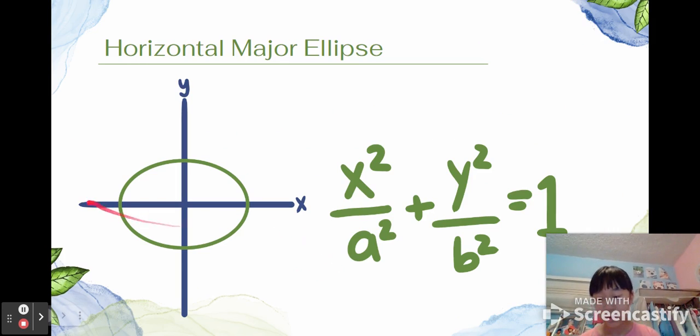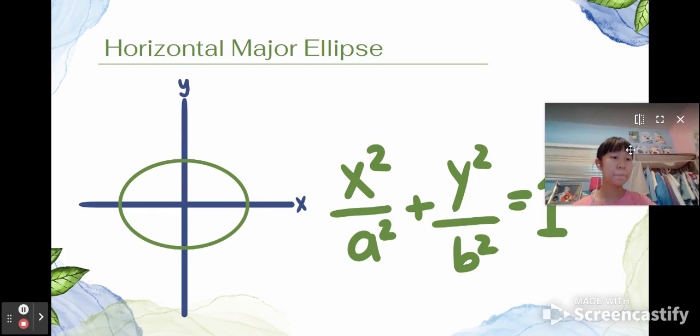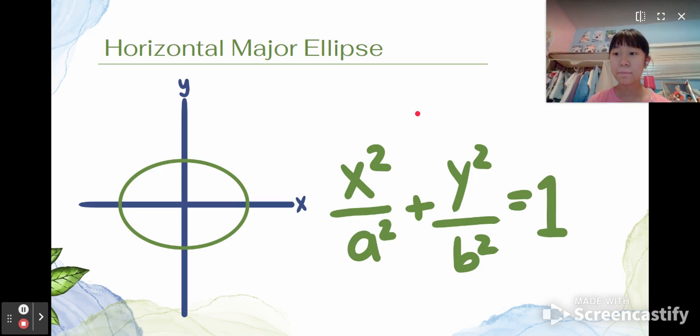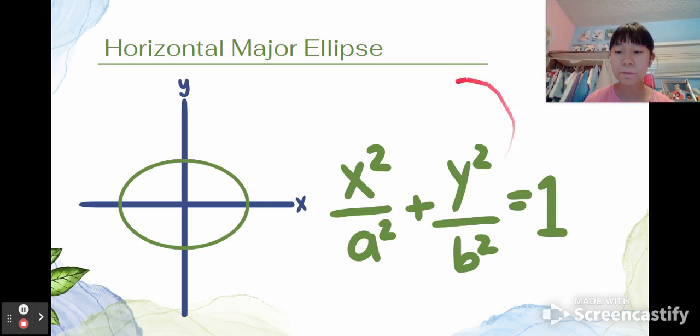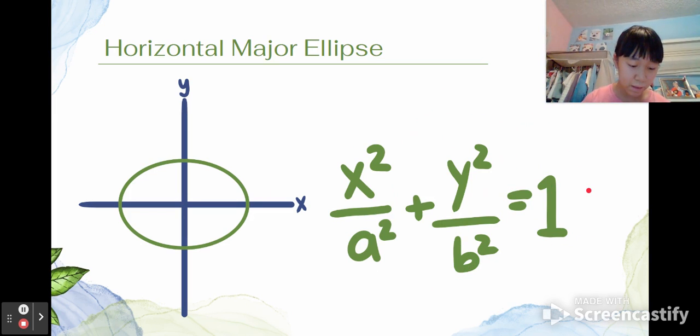This is a horizontal major ellipse, and the standard equation of that is x squared over a squared plus y squared over b squared equals 1. When the a value, which is the largest value between a and b, is with x squared, then it will be longer horizontally.